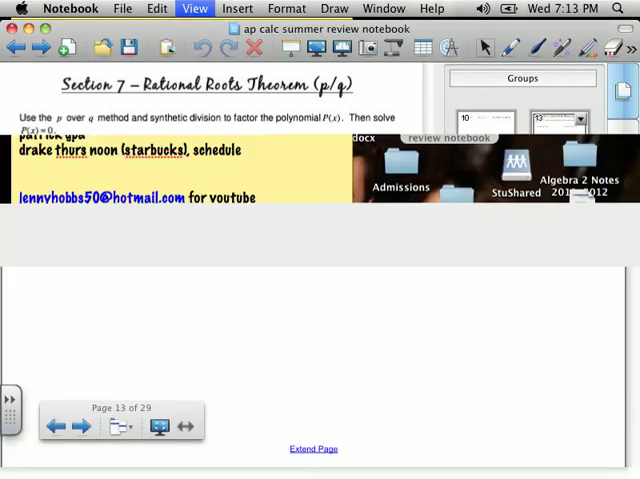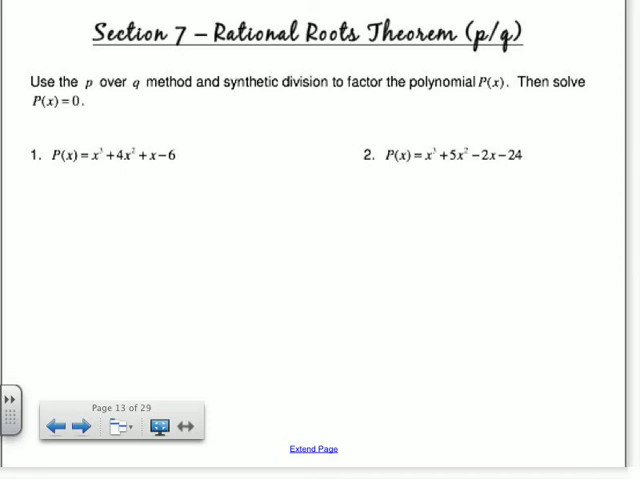The next topic we're going to talk about is section 7, which is on the rational roots theorem. I sometimes call it the P over Q theorem. This is when you can't factor something. So when you look at an equation and you're like, I have no idea how to factor this, this will help you find the zeros or the x-intercepts. So basically, if you have some kind of curve, you're finding the points where it crosses the x-axis.